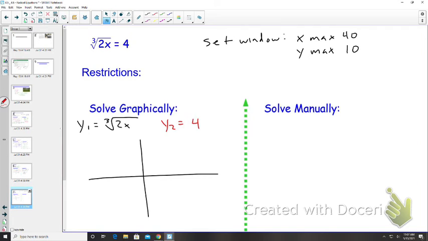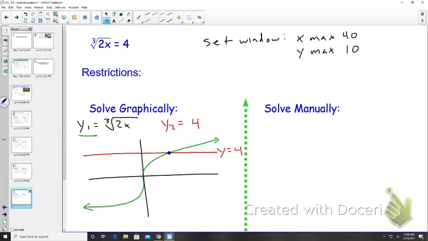Okay, so let's make a little graph here. So my y2 is equal to 4. Okay, and what does my cubic function look like? So I'm going to do this one in green. And it looks something like that. That was actually pretty good. Okay, so we do have an intersection point right here.